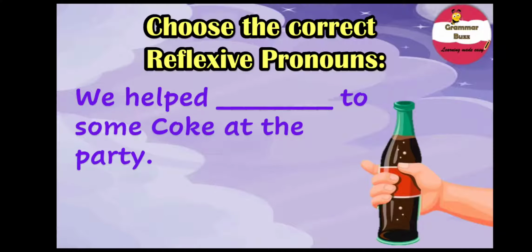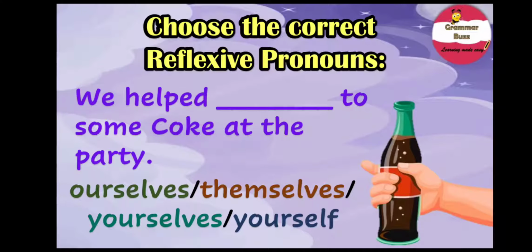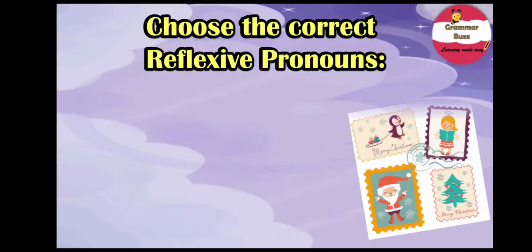And it says, we helped to some coke at the party. We helped to some coke at the party. And your options are ourselves, themselves, yourselves, yourself. So, which is the correct one? What is your choice? Have you made the correct choice? I think you have. And let's see what it is. Well, it is ourselves. We helped ourselves to some coke at the party. Well done! Good job! And here's the last one for you.